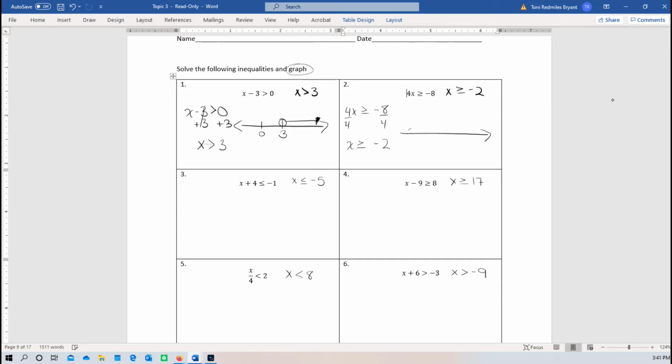Now if I graph this one, x has to be greater than or equal to negative 2, which means first I need to put a solid dot on negative 2, and second, greater than is to the right. So that's how your graph should look.